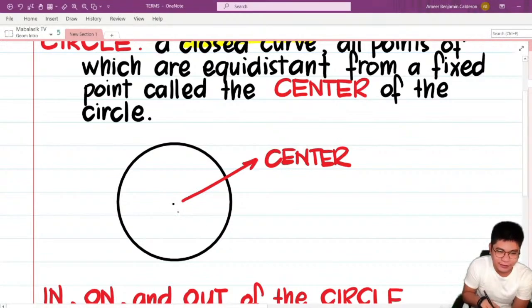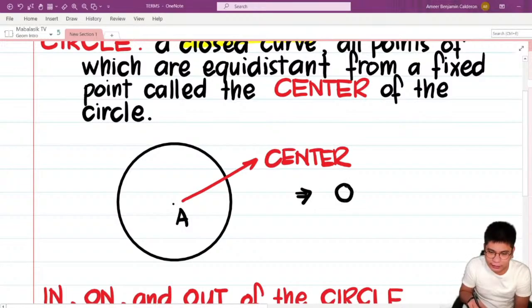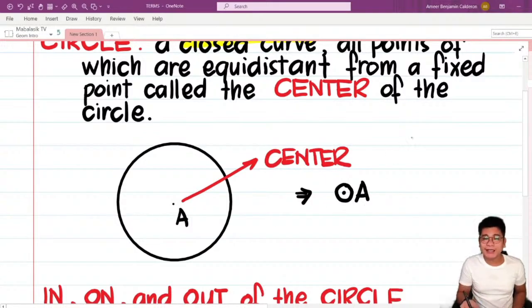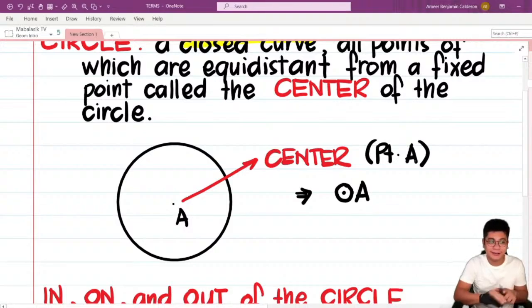For example, this is A. The center is point A. Therefore, the circle is, this is the symbol. Circle A. Okay? Not point A. Kasi if we write point A, then we are pertaining to the center. Kasi di ba, point is just a fixed location in space. This is a fixed location, yung center, di ba? Sabi, it is a fixed point. So therefore, if we talk about point A, that is the center. If we use this symbol, then we are talking about the circle. So this is circle A.